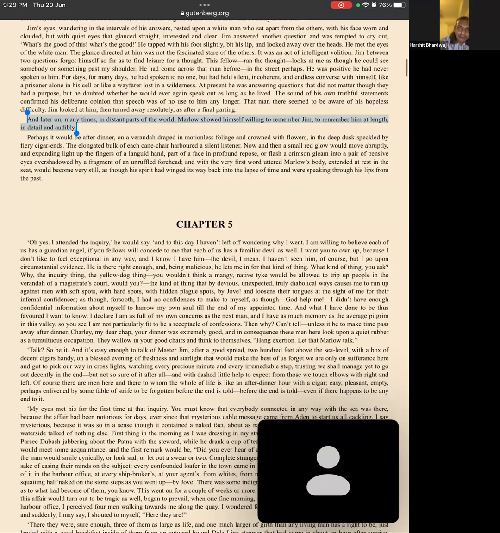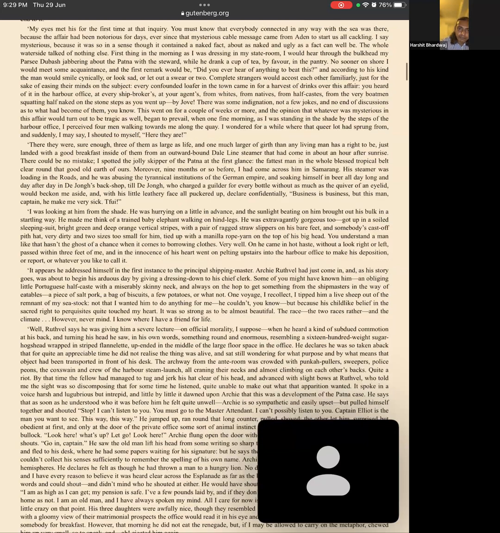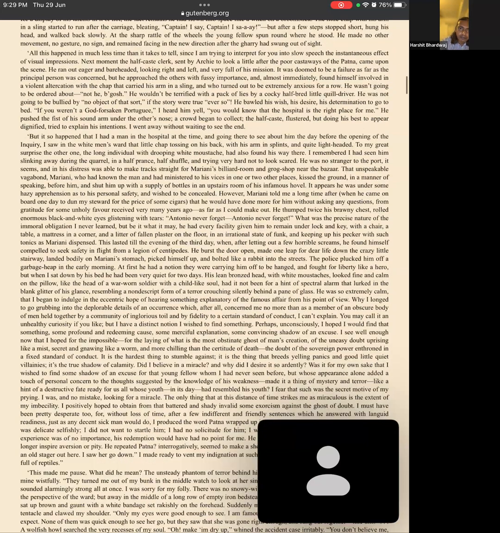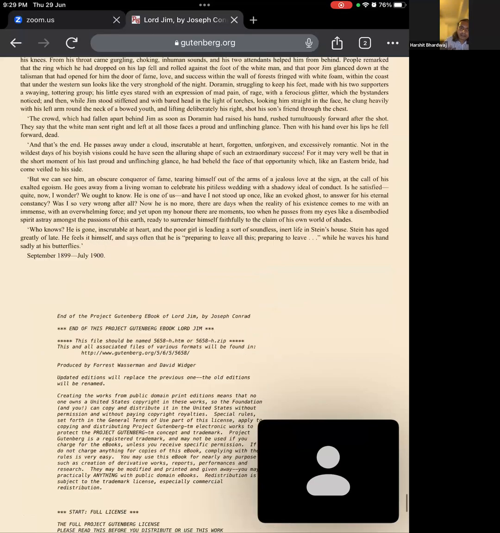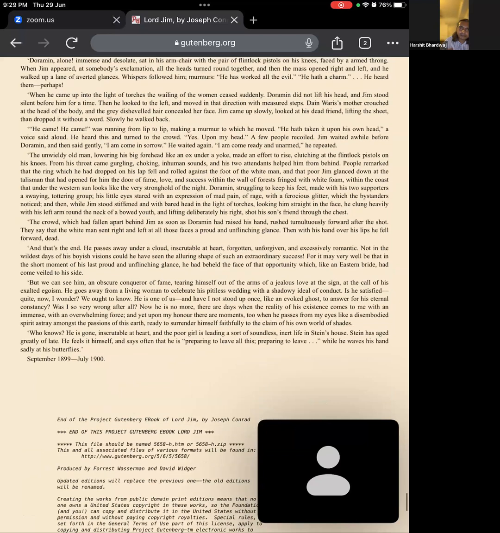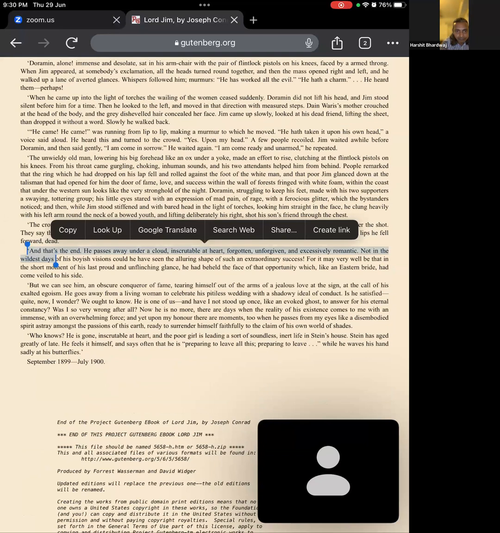And if we go back, the point is, did he die a happy man? Finally redeemed. And can you see this highlighted? And that's the end.